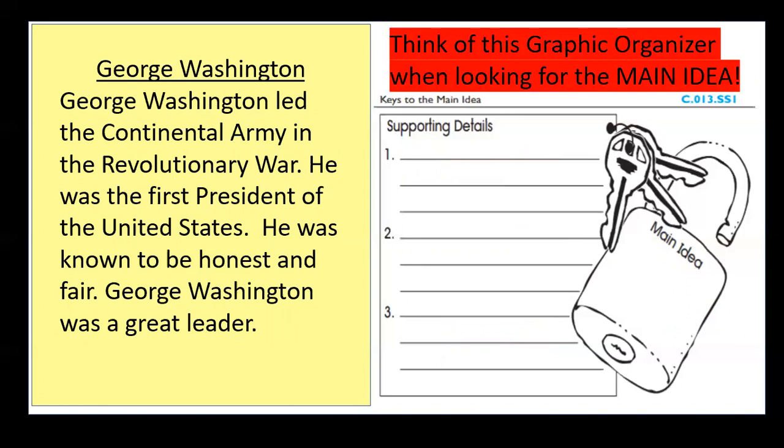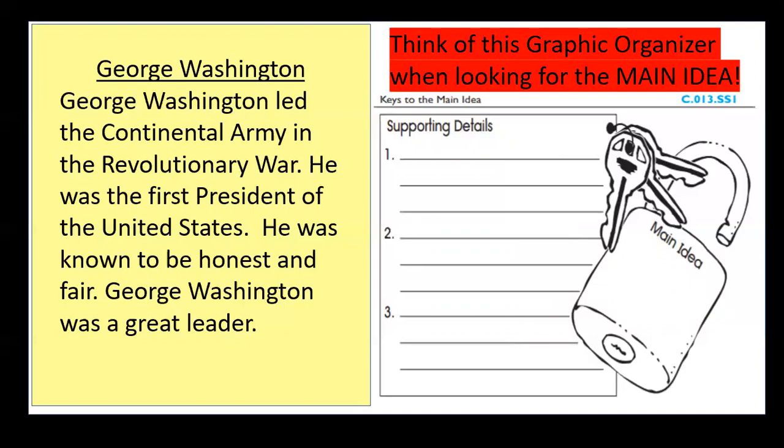George Washington. George Washington led the Continental Army in the Revolutionary War. He was the first president of the United States. He was known to be honest and fair. George Washington was a great leader. Okay, do you have an idea of what the main idea is?